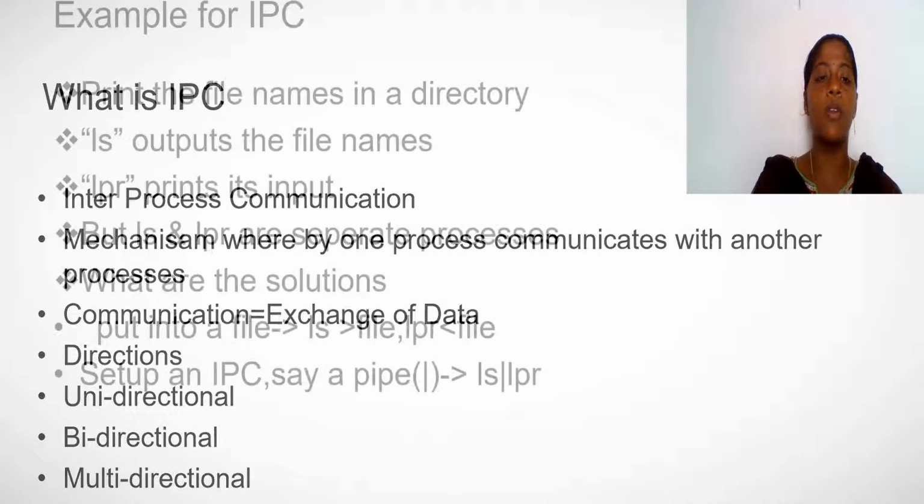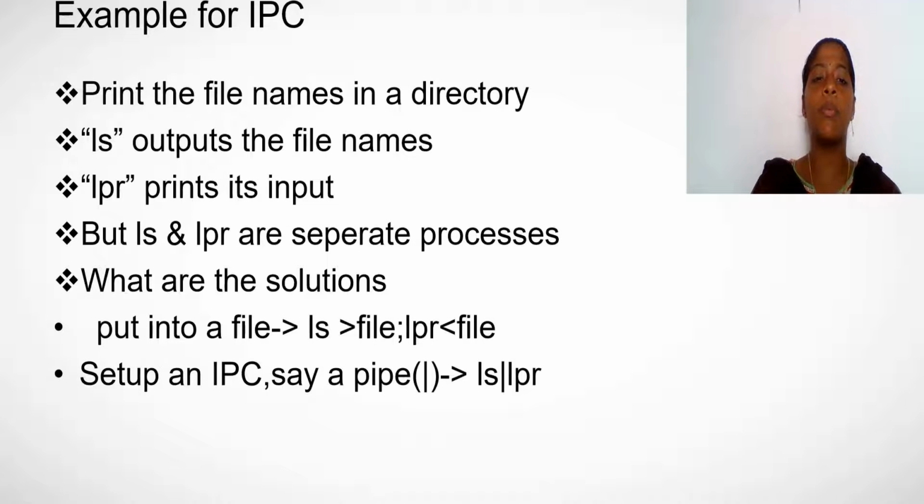Next, an example of IPC. In this example we print file names in a directory. The ls command is used to output the file names, and the lpr command is used as input. These ls and lpr are two separate processes, so we can use the pipe symbol. These two are combined. This is an example of IPC.